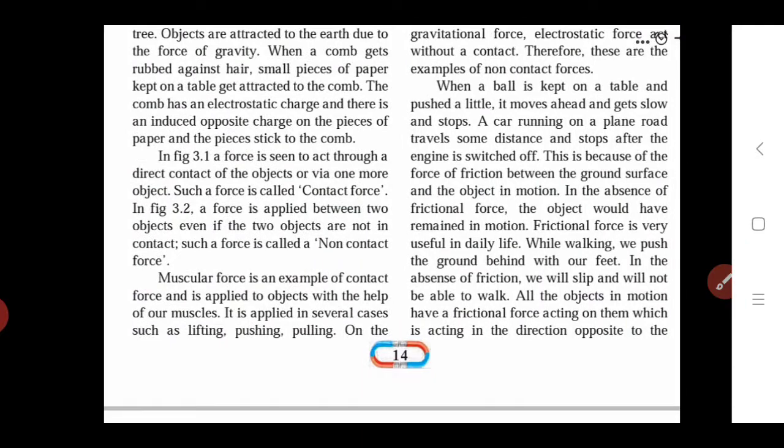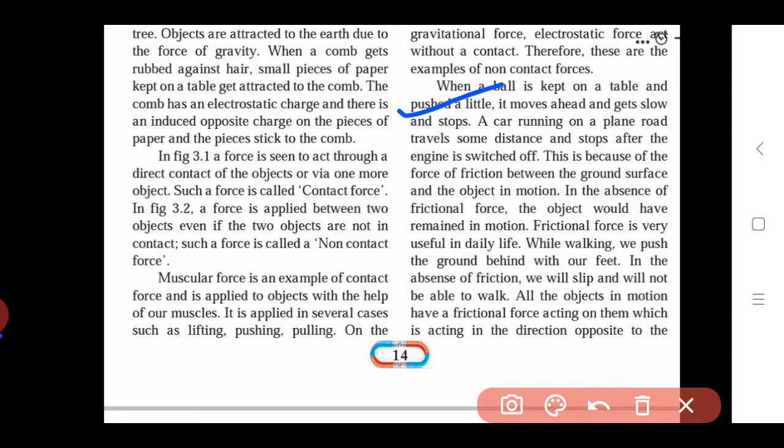Then we see this point in your textbook, which I will explain again. When a ball is kept on the table and pushed a little, it moves ahead and slows down. This example we see in the images. We also see another example, a car running on a plain road. It travels some distance and stops after traveling some distance.